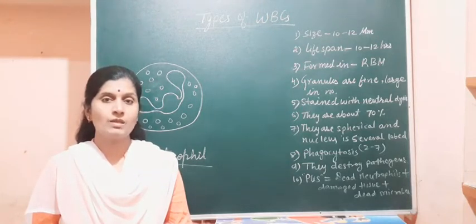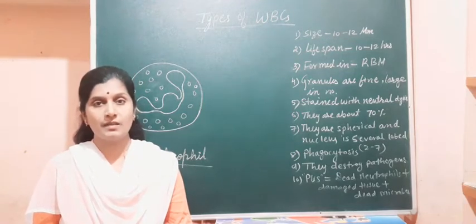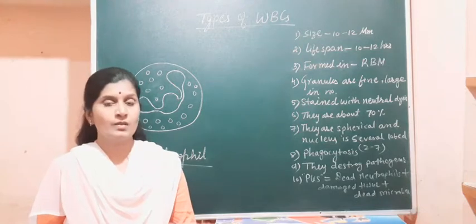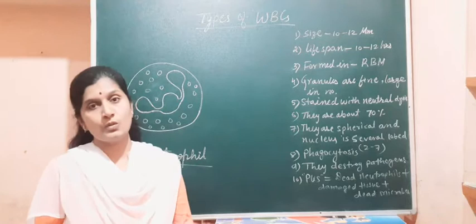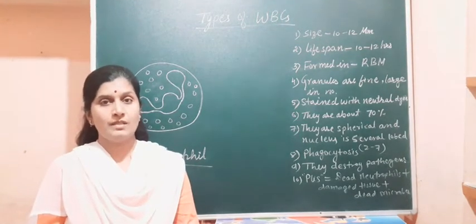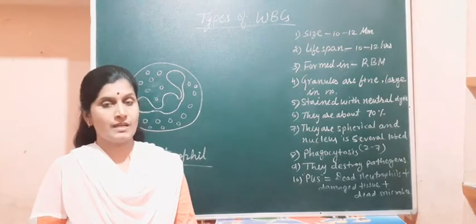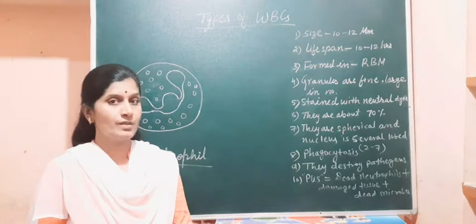So these five types of WBCs we are going to study today in detail, with their structure and function. First of all we will take the granulocytes, meaning those cells whose cytoplasm has granules. Such kinds of cells we are going to see. Granulocytes are broadly differentiated into three types.